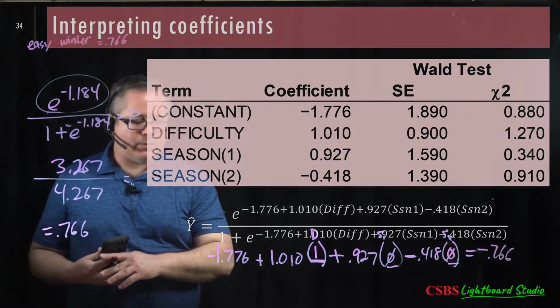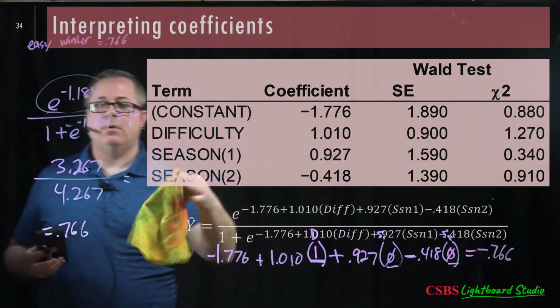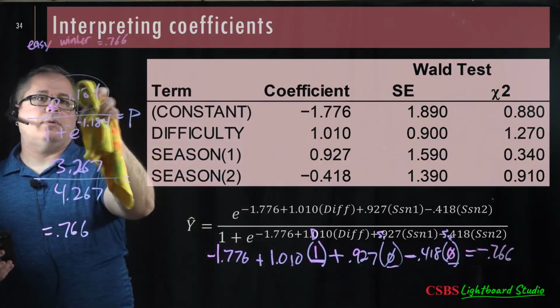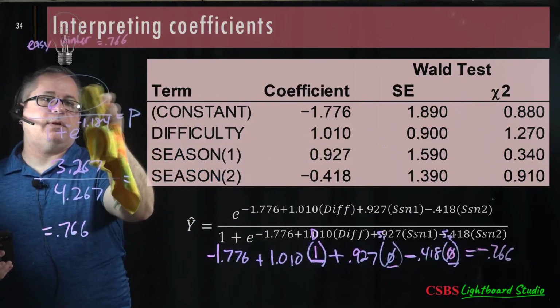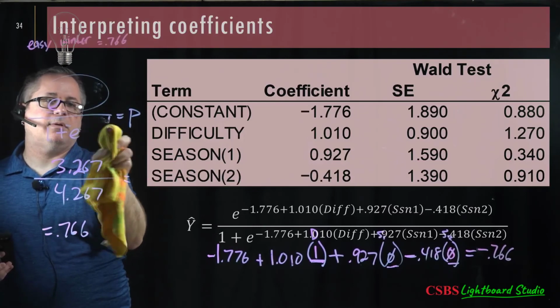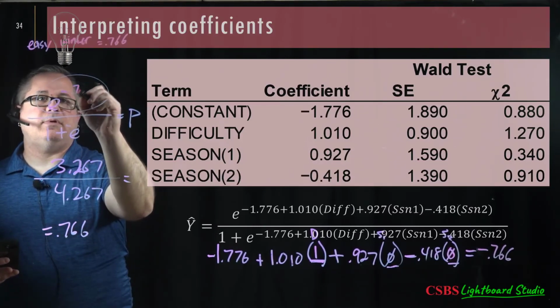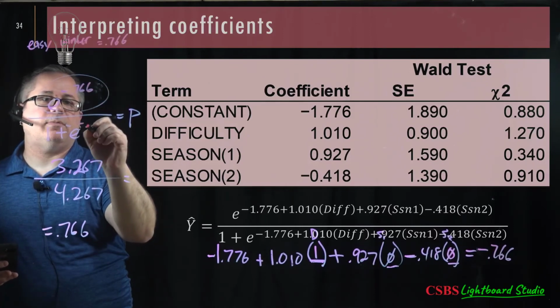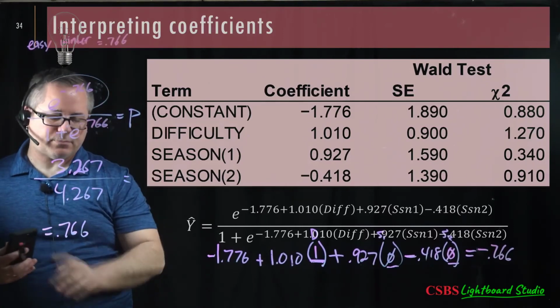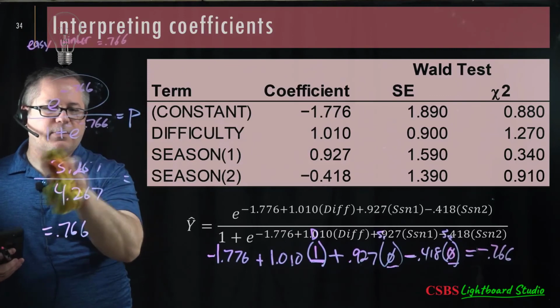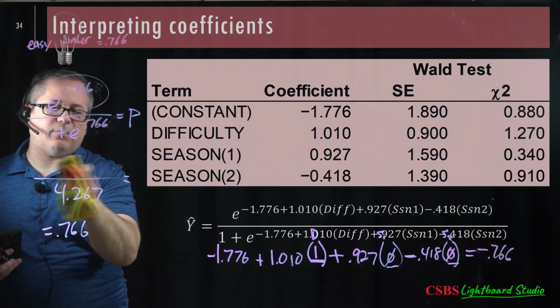Okay. So then we take, I'm going to plug that in here. Negative 0.766, negative 0.766. So what do I get if I take e raised to negative 0.766?